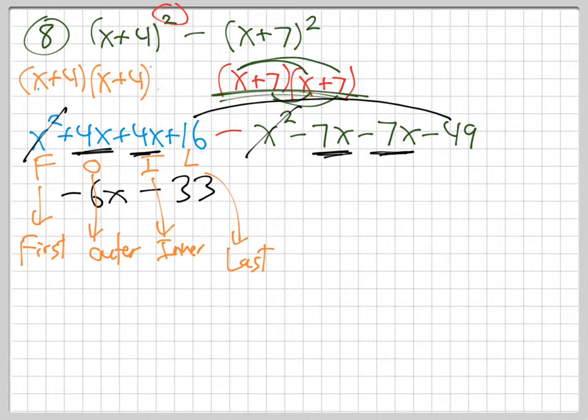It's all the same. So in other words, the first one here times the first one there. And then the next one comes from the 2 outers. The next one comes from the 2 inners. And then this one comes from the last times the last.